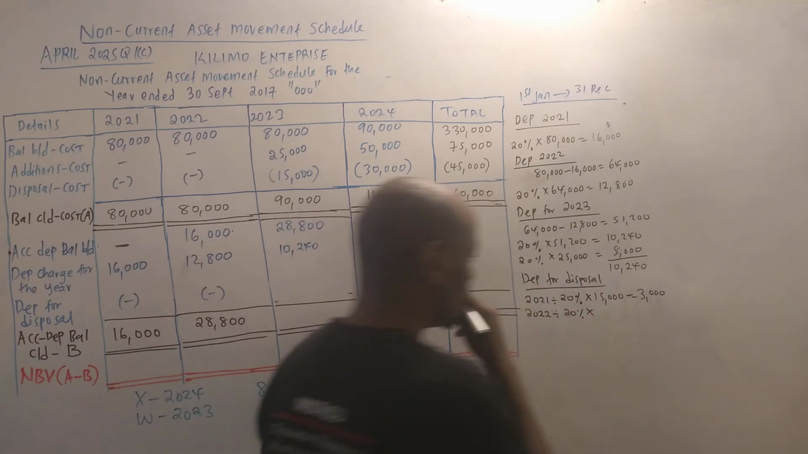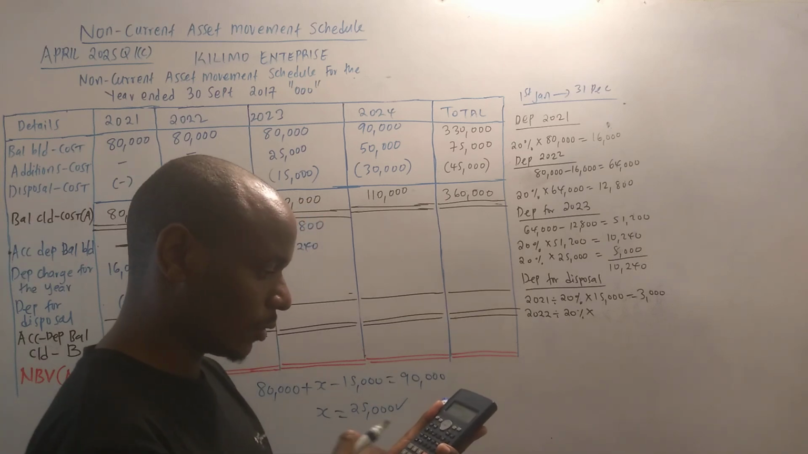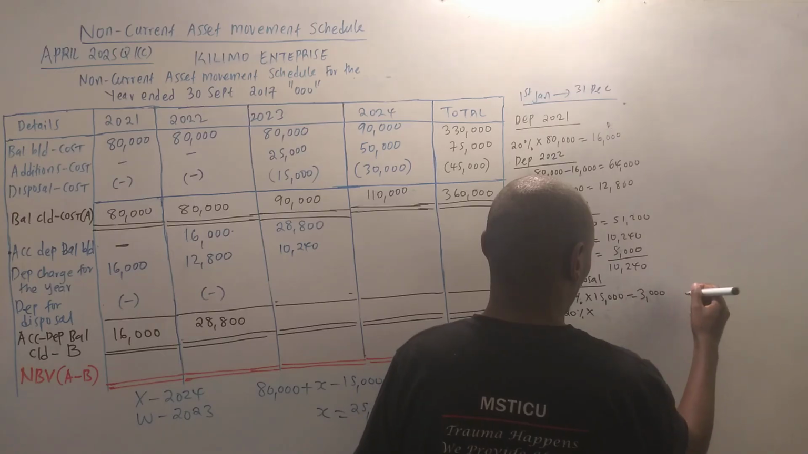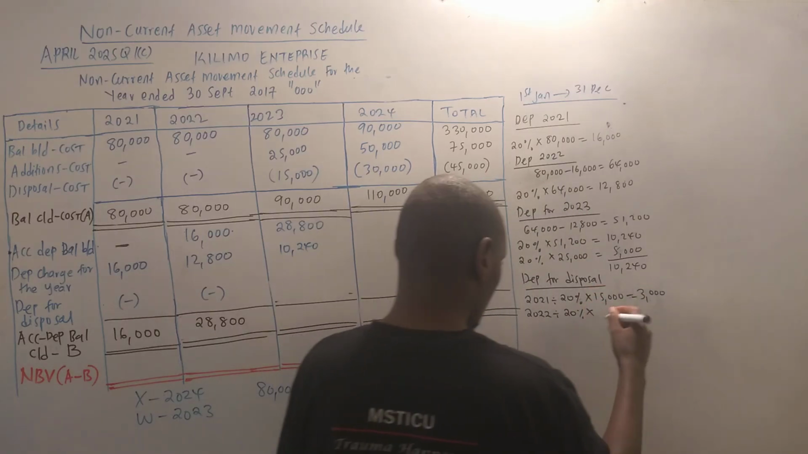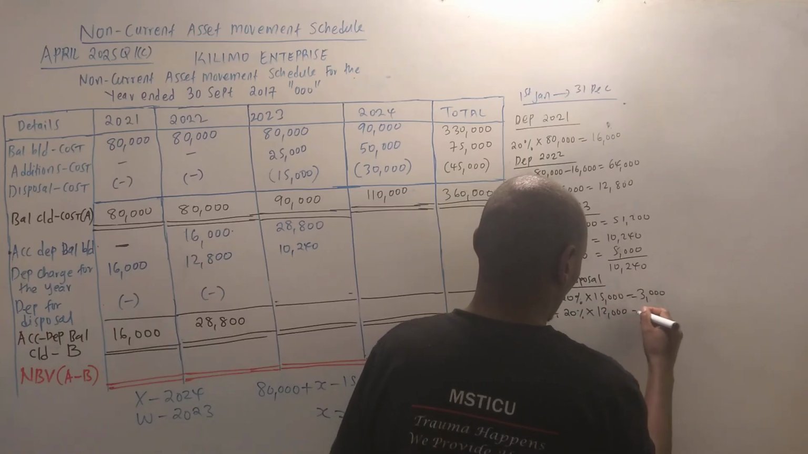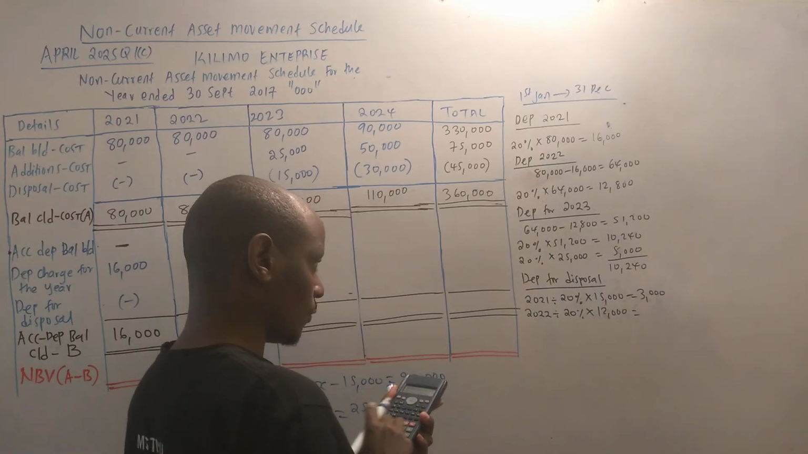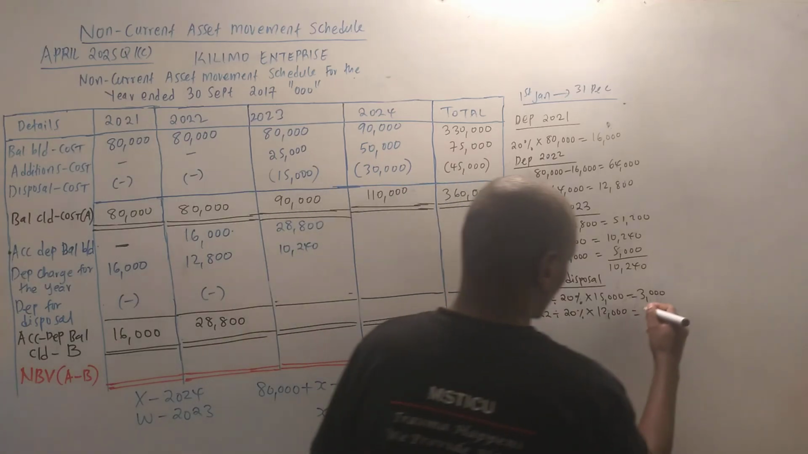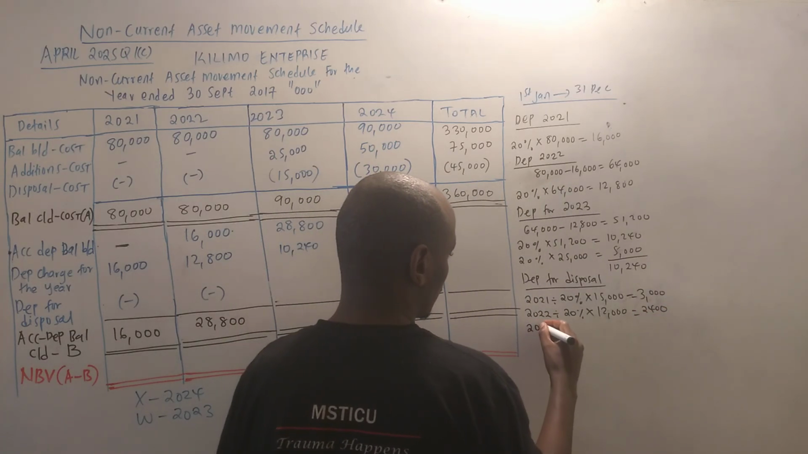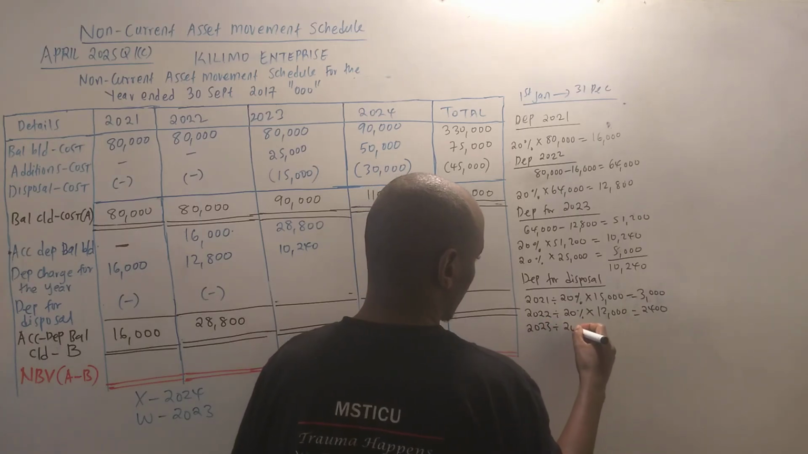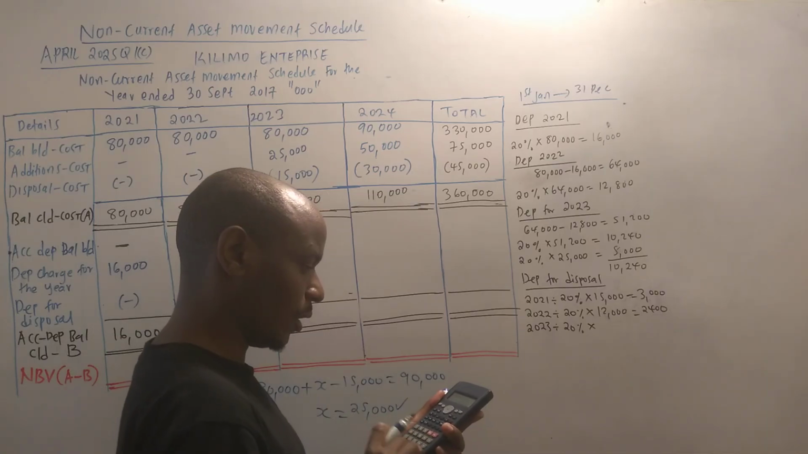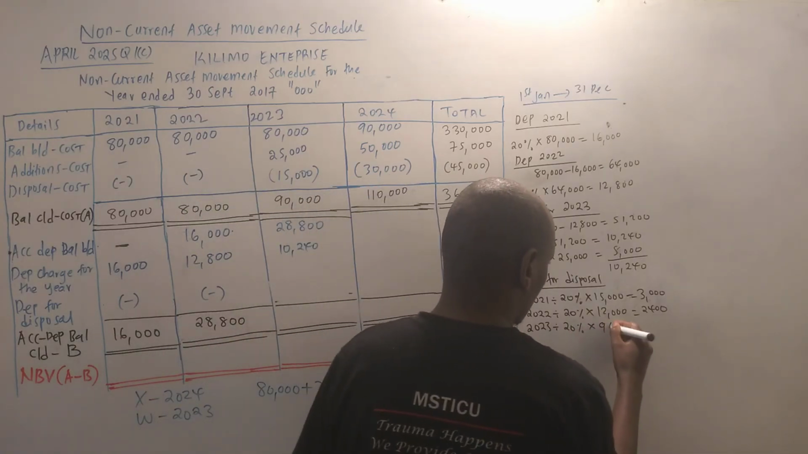Then you go to 2022: 20% times 15,000 minus 3,000, because it is on reducing balance. So remember, we also need to compute that one. It will be 12,000. So 0.2 times 12,000, that is 2,400. Then also in 2023, that is the final, 12,000 minus 2,400, that is 9,600.